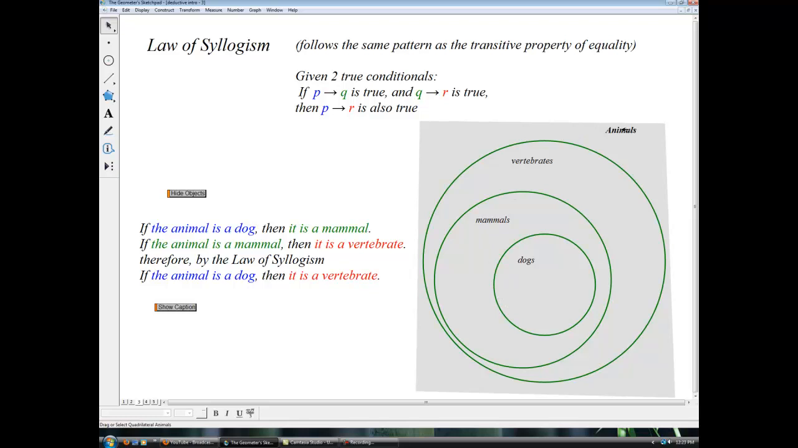So in this category of animals we have vertebrates. A more specific category of vertebrates is mammals, and a specific category of mammals would be dogs. So here's our given. If the animal is a dog, then it is a mammal. I like to draw an arrow from if it's a dog, then it's a mammal. That is true. If the animal is a mammal, then it is a vertebrate. That is also true. Therefore, by the law of syllogism, if the animal is a dog, it is a vertebrate. So this conjecture would be valid by the law of syllogism.